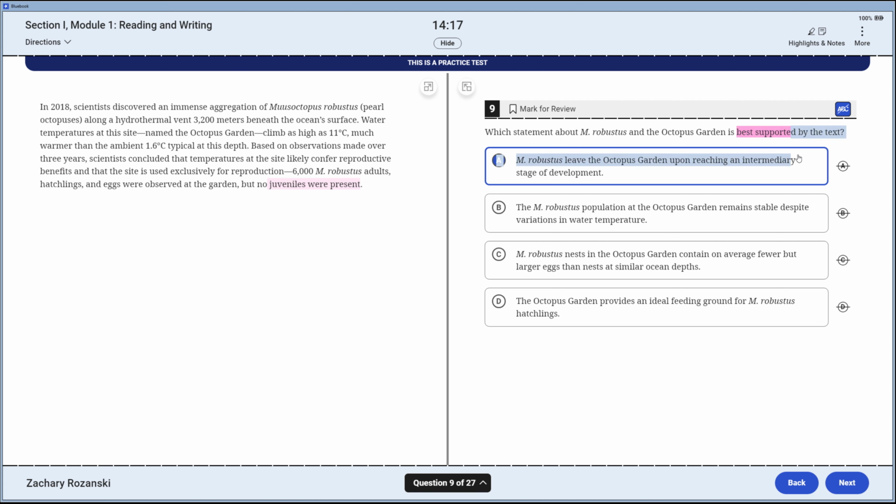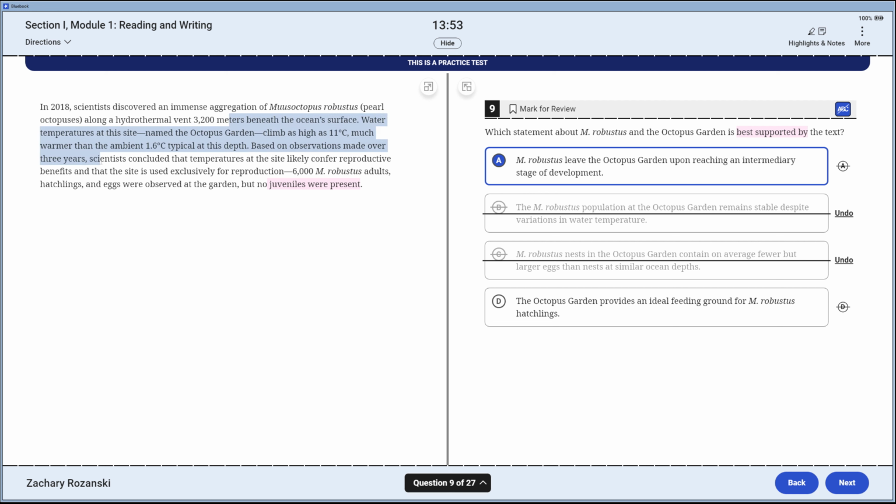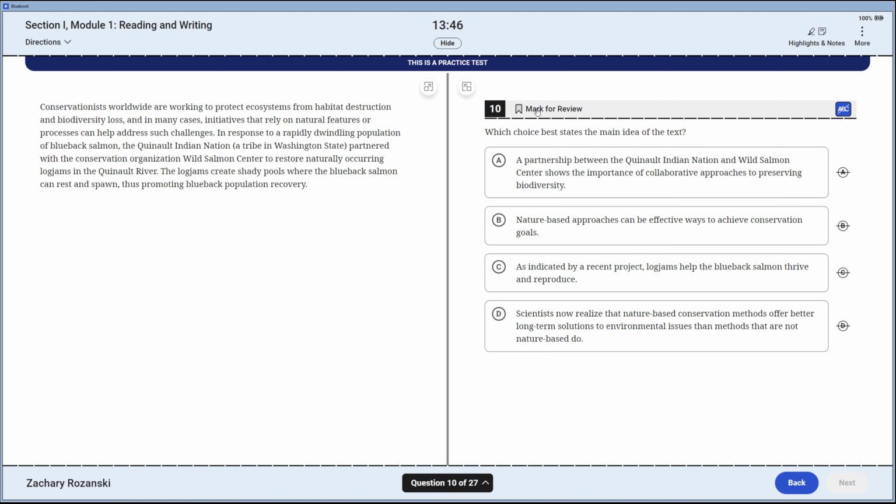And that's what we're trying to do in the best supported by the text questions: find evidence from the text. The population remains stable despite, we do have water temperatures changing, but I don't have any comment about the stability. I just have one number. I can't support that. The next one contains the average fewer larger age. I don't remember reading anything about size, and then provides an ideal feeding ground for the hatchlings. I don't remember reading anything about snacks. No, that doesn't seem to be it. I like that this is supported here, so I pick it and move on.